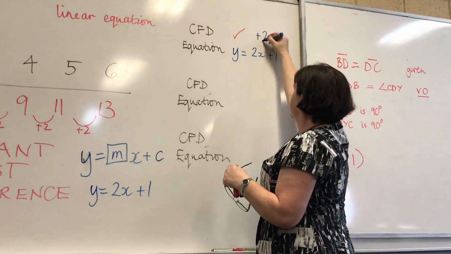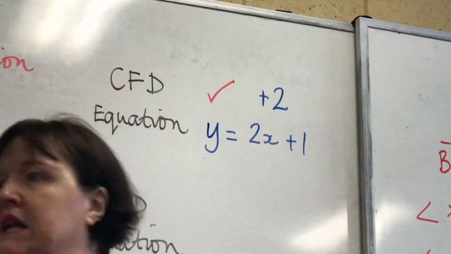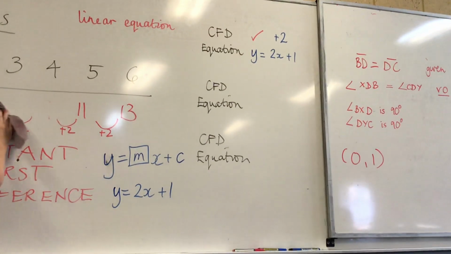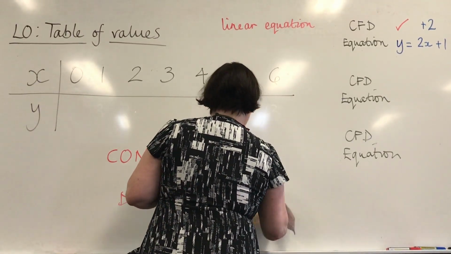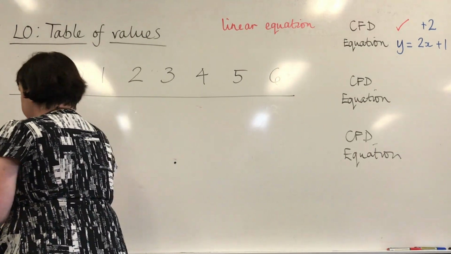And up here, our constant first difference was positive 2. Okay, I'd like you to draw a second table of values for me, please, just like this.